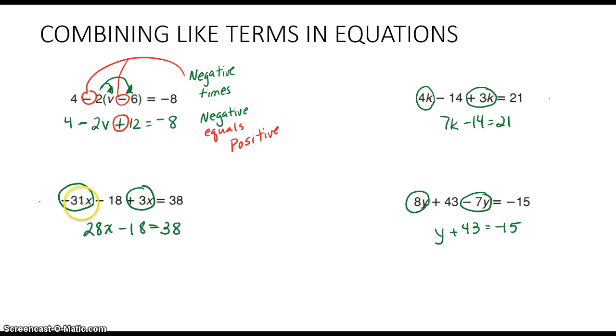On this one, I found my x family, -31x plus 3x's gives me 28x, bringing down my -18 equals 38. And lastly, 8y's combining with 7y's, but I'm going to combine with a subtraction sign. 8 minus 7 gives me 1. Now I can put that 1 there, but in math land we really don't put that all the time. Just a y by itself is usually what we'll put. Bring down my plus 43, and that also brings down my equals -15.